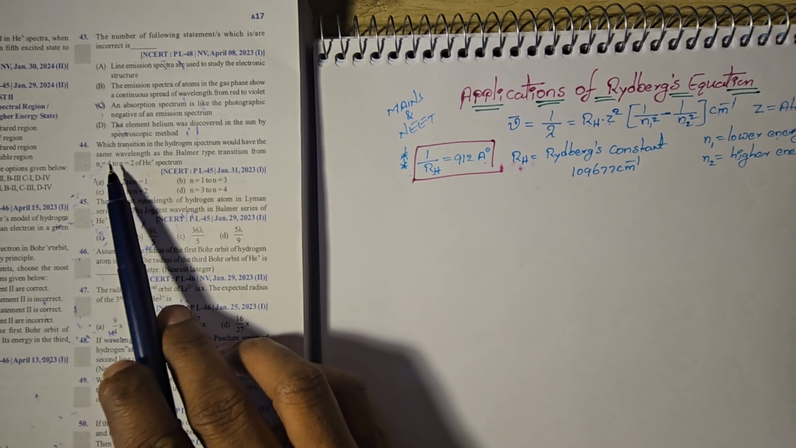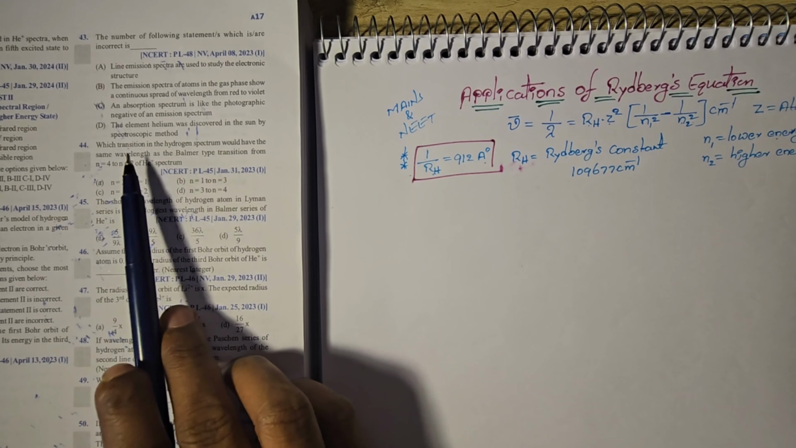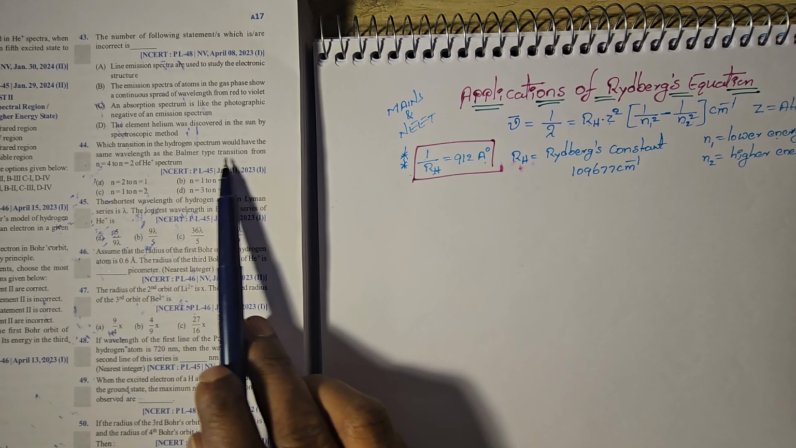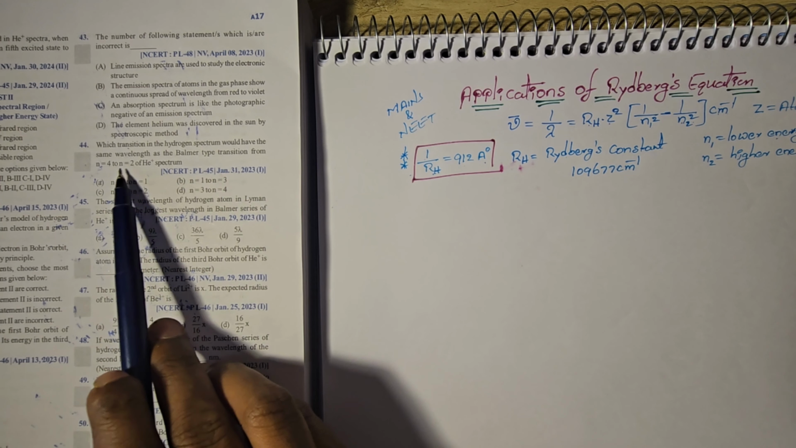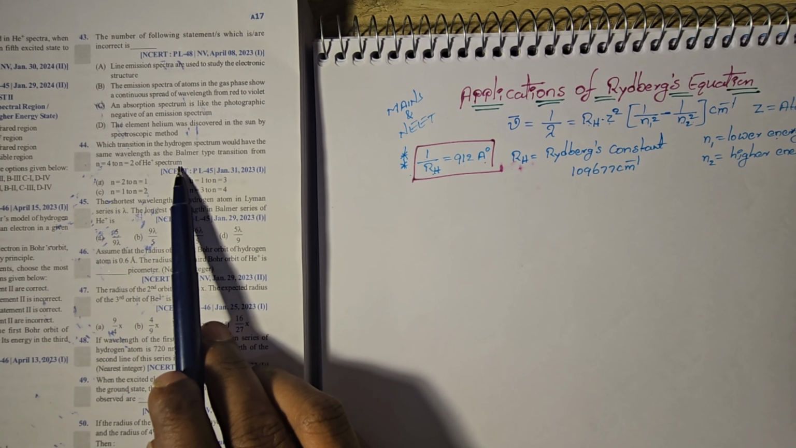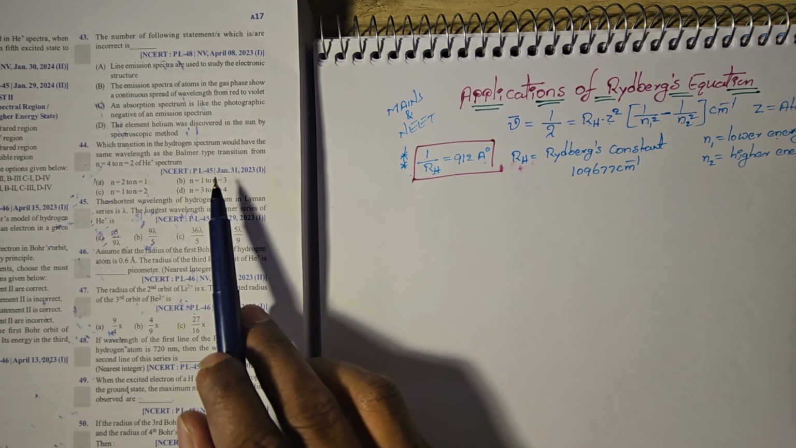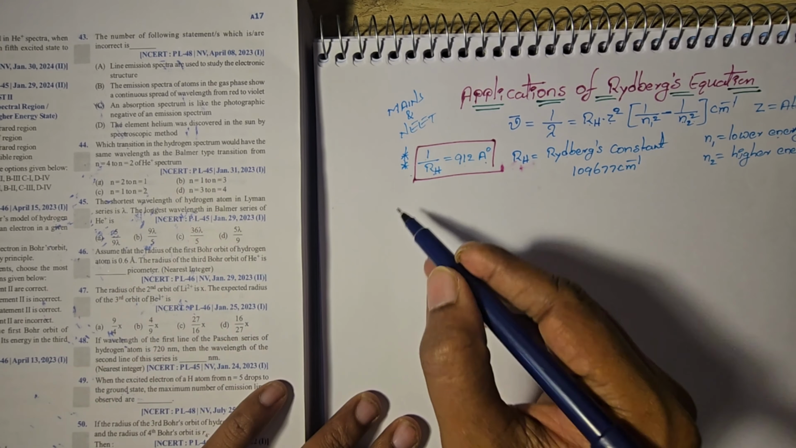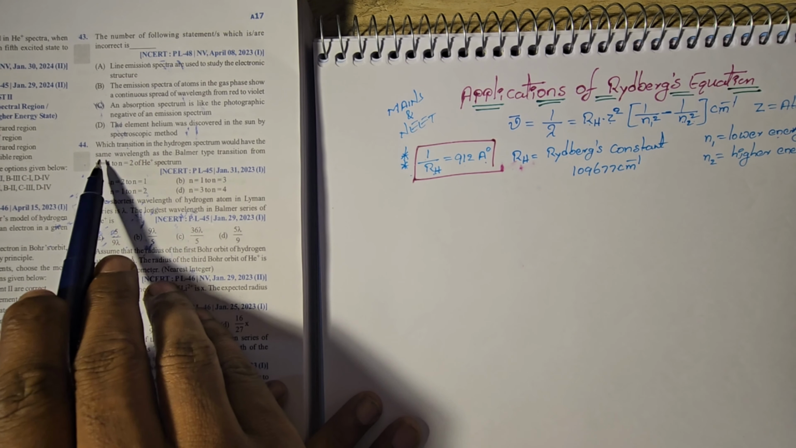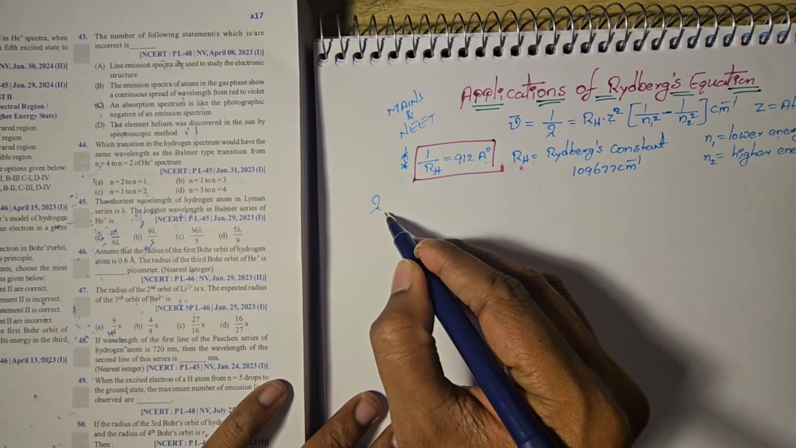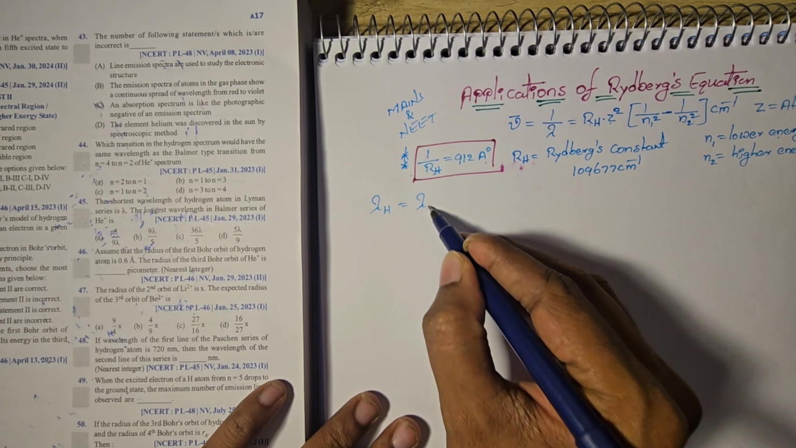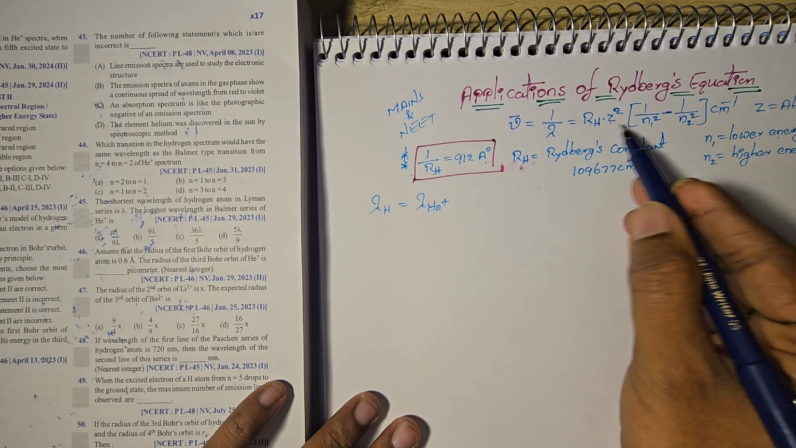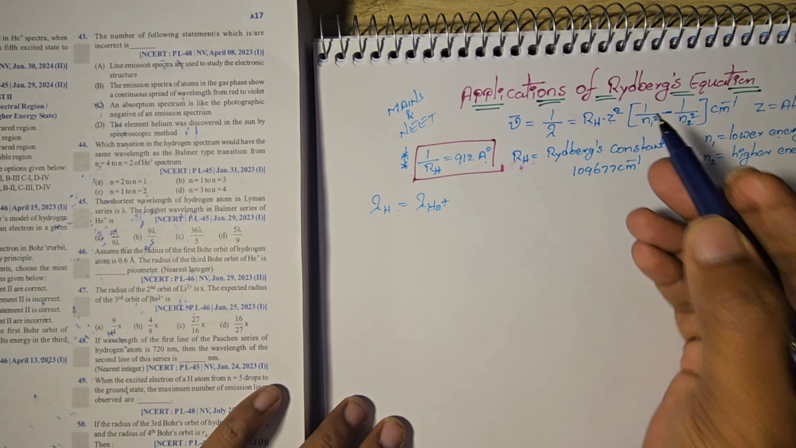Here observe, students, question number 44. What is the data given? Which transition in the hydrogen spectrum would have the same wavelength as the Balmer type transition from n equal to 4 to n equal to 2 of the helium plus spectrum? This is a 2023 Mains examination question. You already know the Rydberg equation. In the question, they mentioned the same wavelength, that is, the wavelength of hydrogen is equal to the wavelength of helium. So by using this point, apply this relation in the equation.